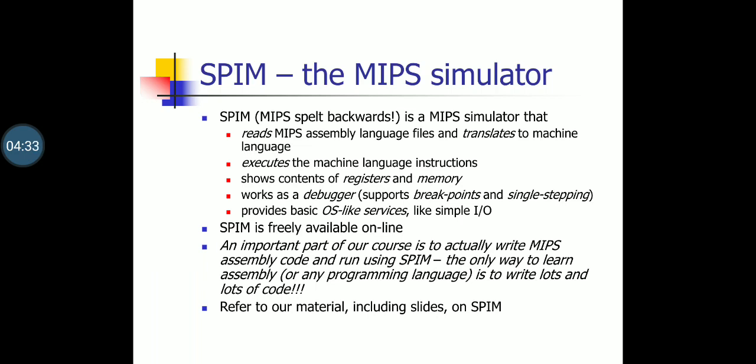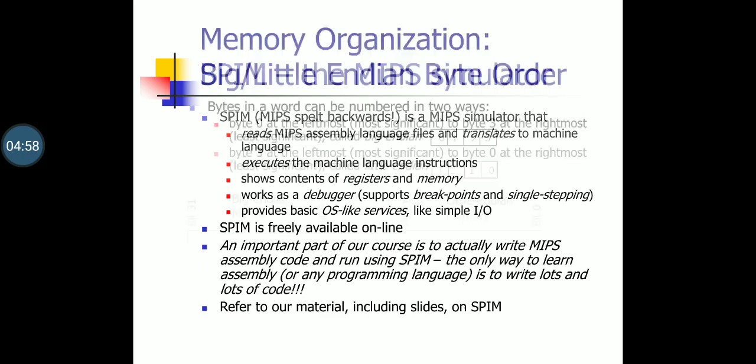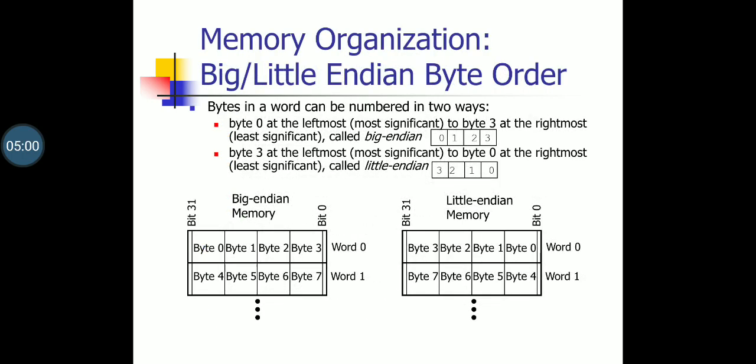We are not studying the overlying layers, the creamy layer. We are getting into what is actually happening inside the program, below the program and below the covers of your computer. That's what we are studying. An important part of the course is to actually write MIPS assembly code and run it using SPIM. The only way to learn assembly is to write lots and lots of code. And this is about how we can represent the byte order.